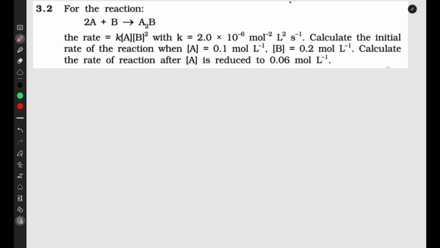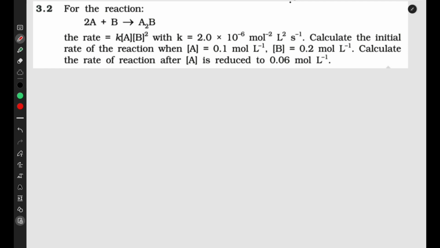mole raised to minus 2 liter square second raised to minus 1. Calculate the initial rate of the reaction when the concentration of A is equal to 0.1 mole per liter and concentration of B is equal to 0.2 mole per liter.